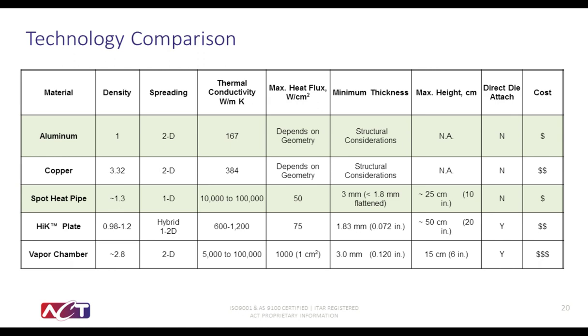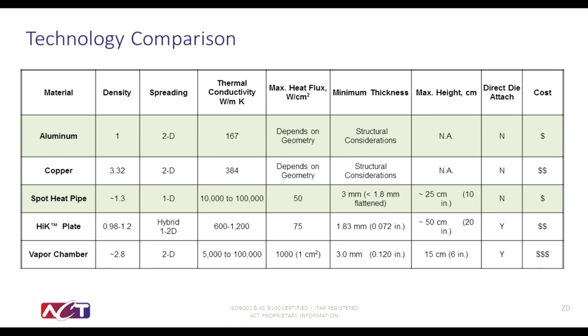Now, it is sometimes confusing to determine when heat pipes, high K plates, and vapor chambers are best utilized. Here is a table that summarizes each technology, evaluating density, spreading, thermal conductivity, max heat flux, minimum thickness, max height, and relative cost versus your typical aluminum. Progression from top to bottom shows an increase in the thermal performance. The table may assist the design engineer when conducting a thermal trade study for their application.